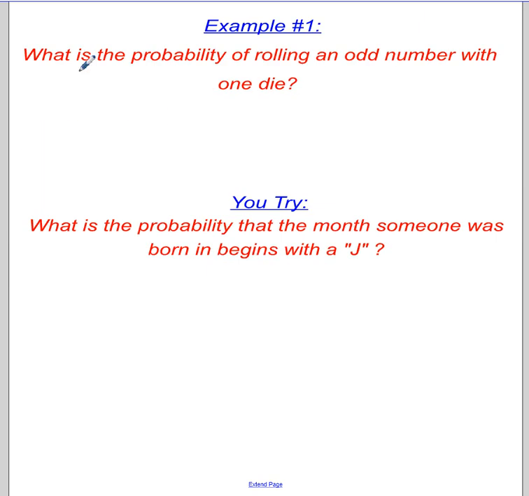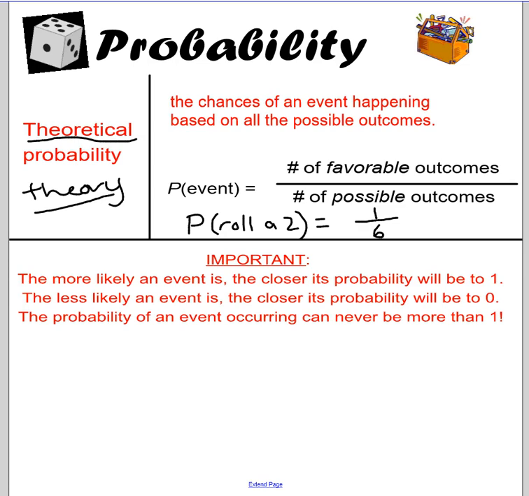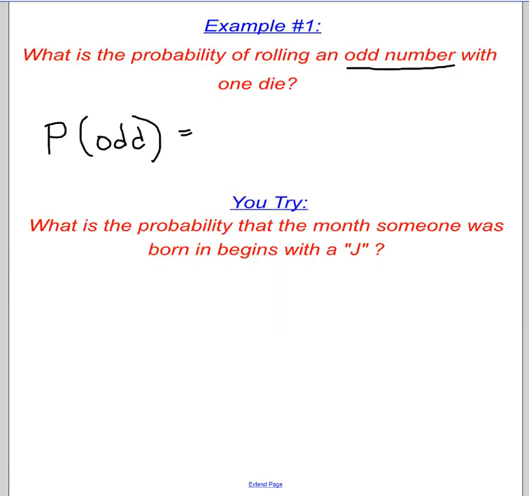So let's go through an example. What's the probability of rolling an odd number with 1 die? Okay, so my notation, I'm going to write capital P. This is the probability of rolling an odd number with 1 die. Well, let me go back to my formula. Number of favorable outcomes over number of possible outcomes, right? Or in other words, the sample space.